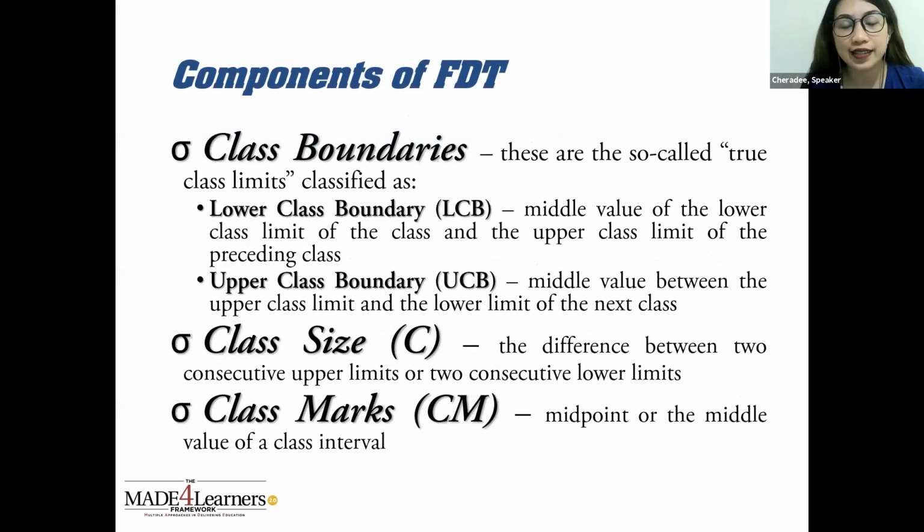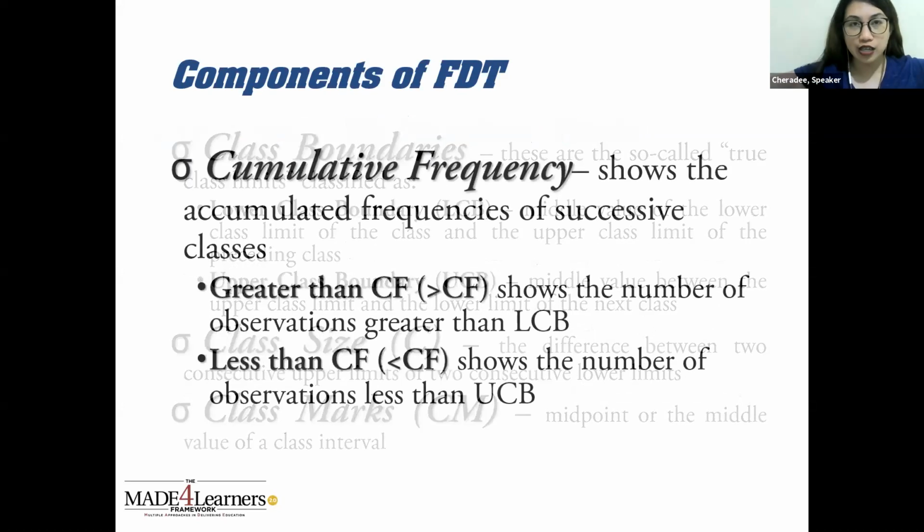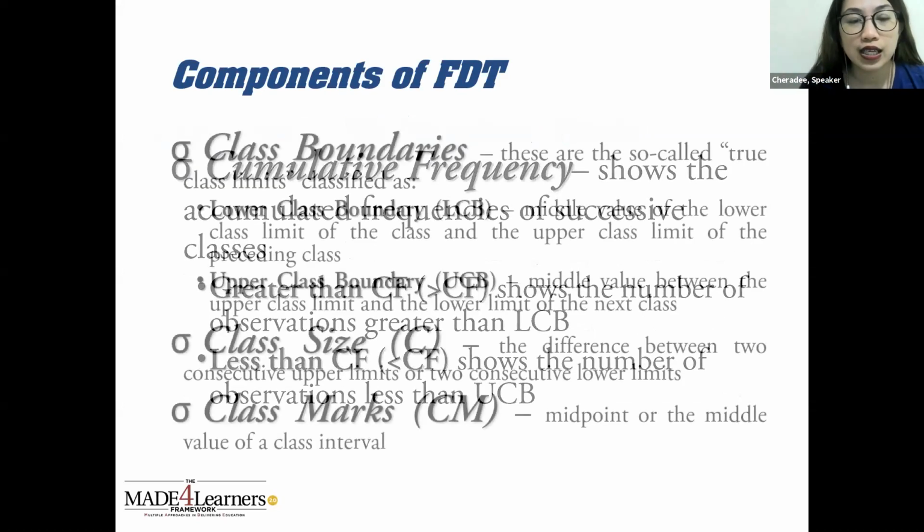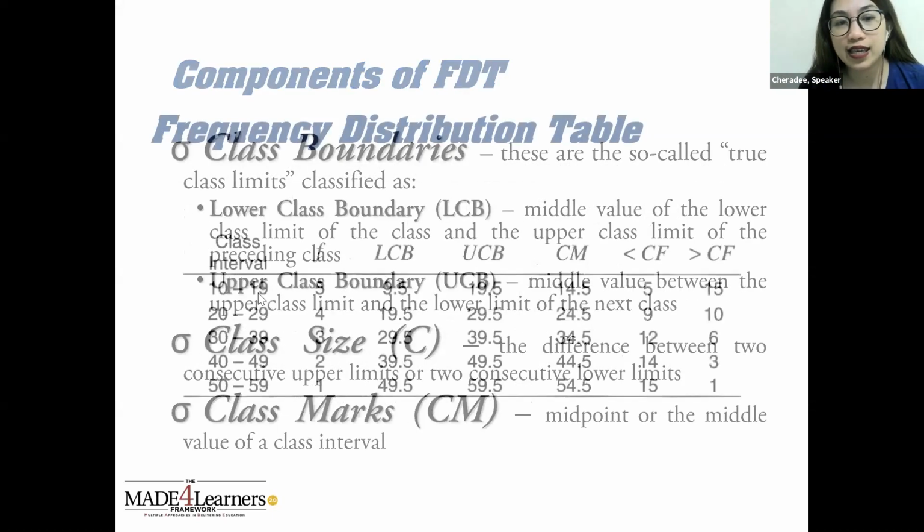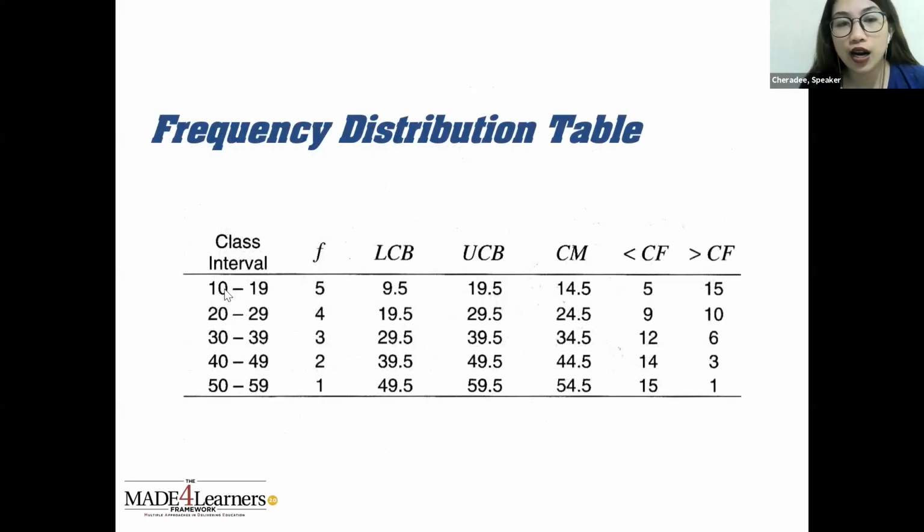Now, for the class size, it's the difference between the two consecutive upper limits or two consecutive lower limits. In short, it's the range of values you allow in the interval. So example, 10 and 19. So the difference now of your upper and lower. So 20 minus 10, that's 10. 29 minus 19, that's 10. And another way to do that is 10, 11, 12, 13, 14, 15, 16, 17, 18, 19. So that's 10. Gets ra?